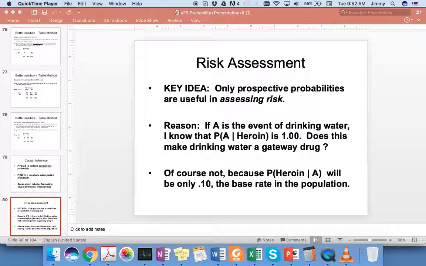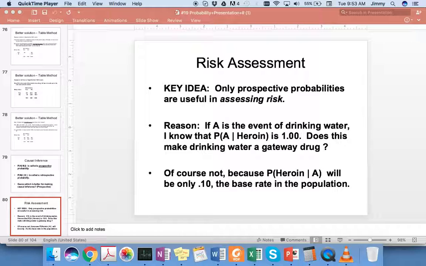Now to the second part of the lecture, more on risk assessment. The key idea here is that only prospective probabilities are useful in assessing risks, right? We want to know things before they happen, not, given that something happened, what's the probability of something else in the past.